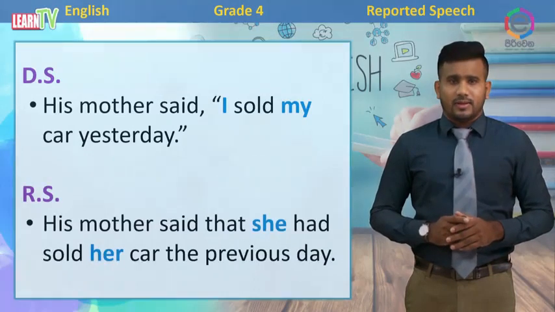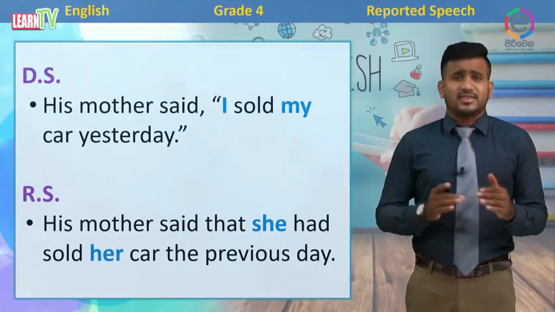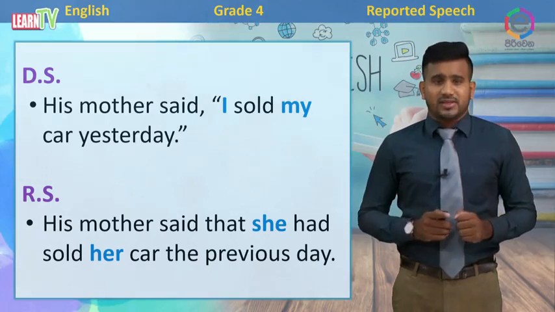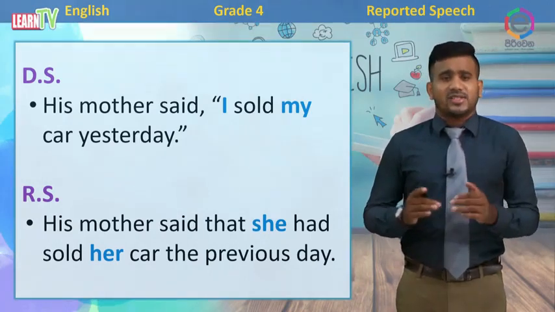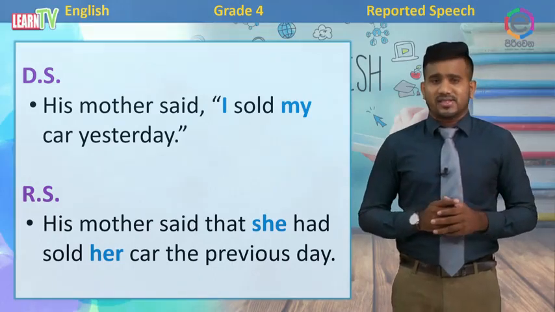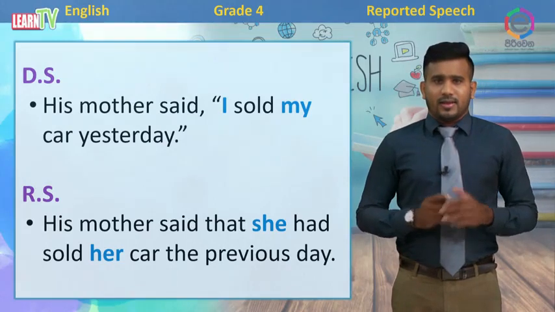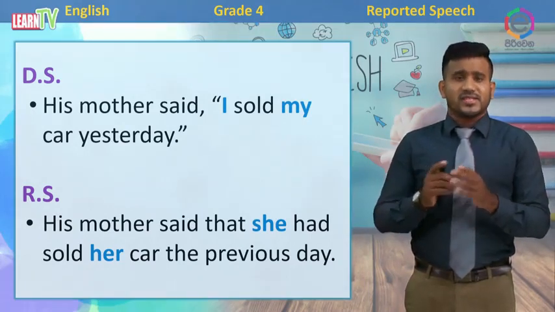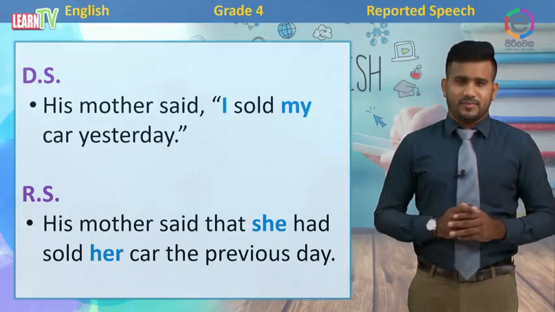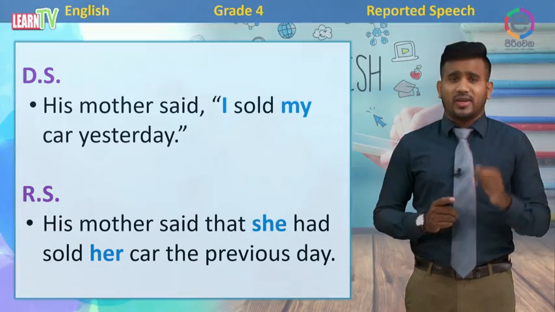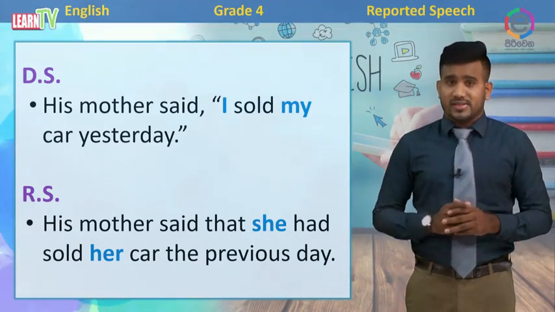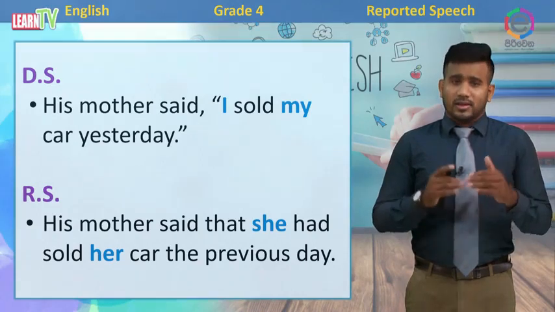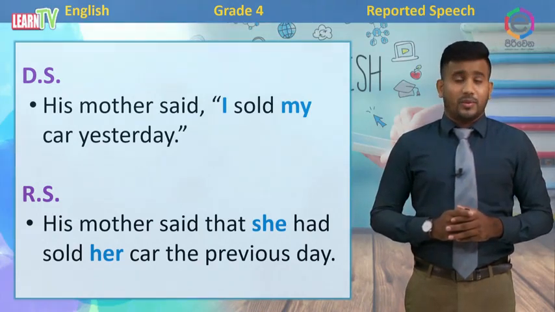Next one. Direct speech. His mother said, "I sold my car yesterday." Reported speech. His mother said that she had sold her car the previous day. In direct speech, the word I stands for his mother. So that's why we have changed that word to she in reported speech. My car has been changed to her car. So now you can understand.